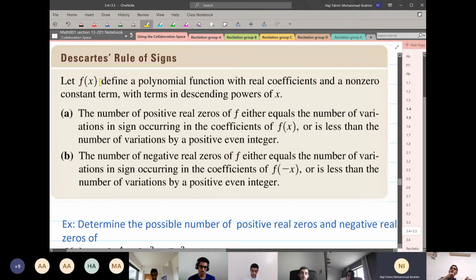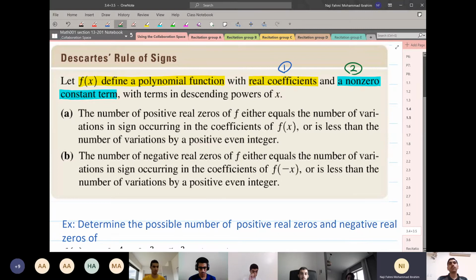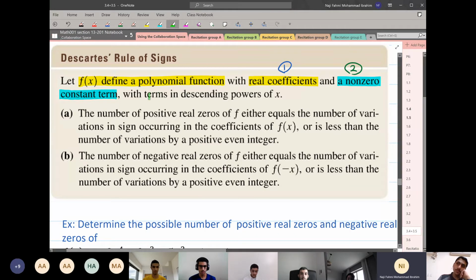Let f of x define a polynomial function with what? Real coefficients. So this is the first condition. The coefficients should be real. Let's continue reading. And a non-zero constant term. This is the second condition. So the constant term should not be 0. If it's 0, this theorem cannot be used. And the next condition, with terms in what? Descending powers of x. This is the third condition. What does it mean, descending powers of x? Anyone knows the meaning of that? Descending powers of x.